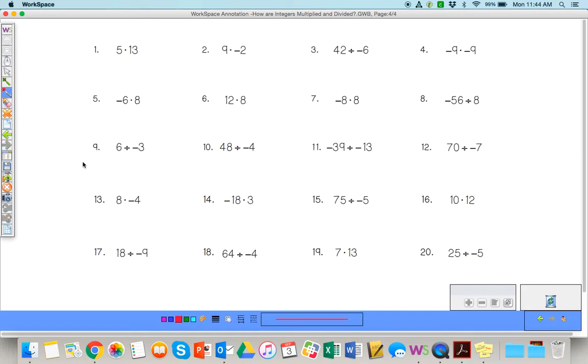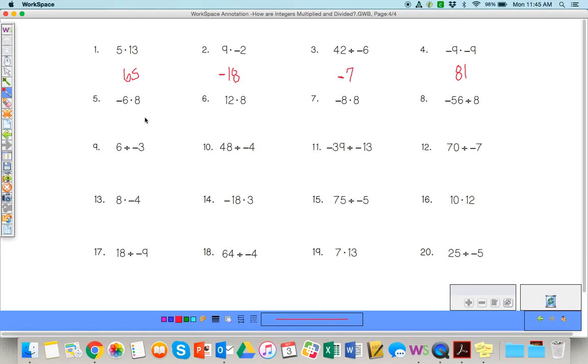Okay. So we're going to do the first row together. So 5 times 13 is 65. Both numbers are positive, so our answer is positive. 9 times 2 is 18. We have 1 positive, 1 negative, so our answer is negative. 42 divided by 6 is 7. 1 positive, 1 negative, so our answer is negative. 9 times 9 is 81. Both numbers are negative, so our answer is positive.